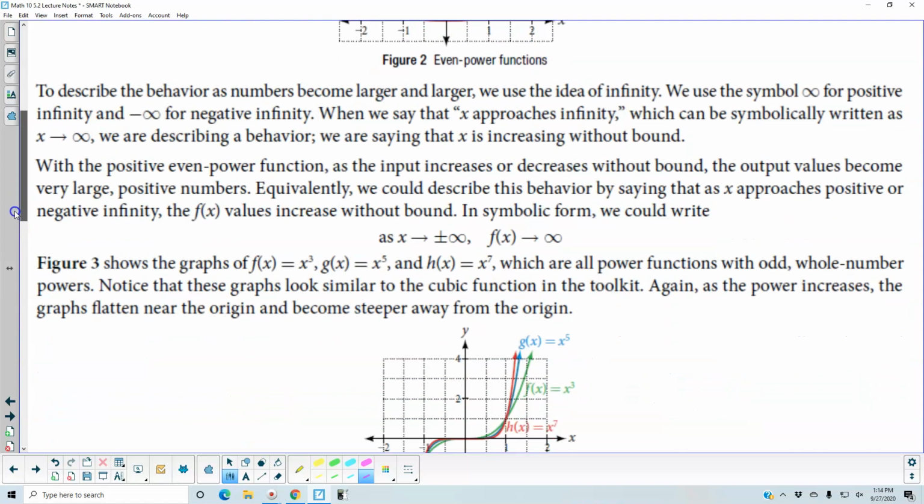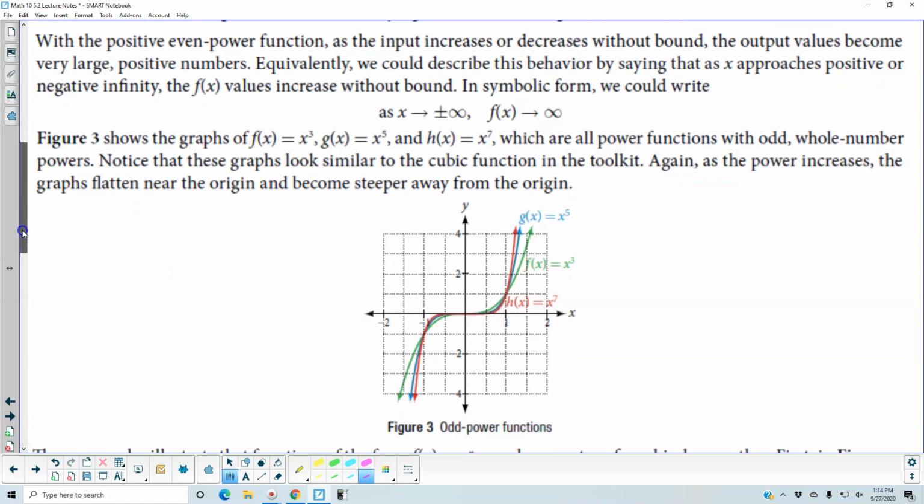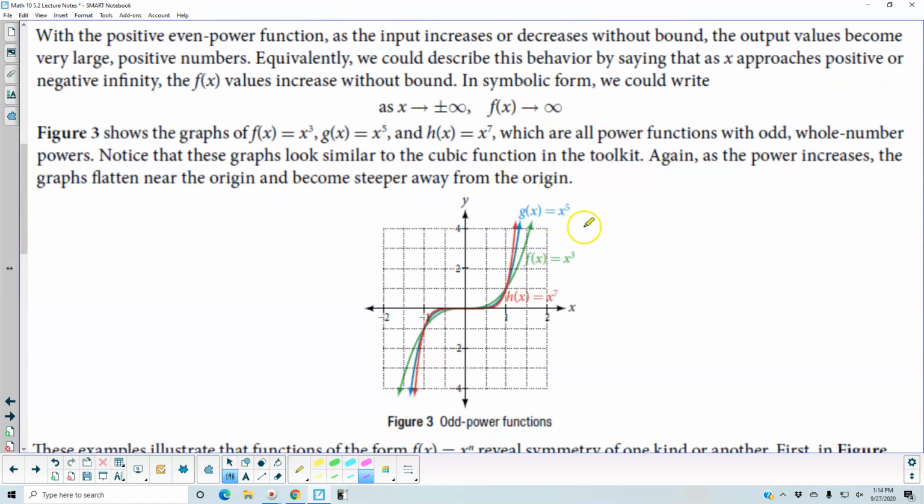Now, if we take a look at figure 3, it shows the graphs of f of x equals x cubed, g of x equals x to the fifth, and h of x equals x to the seventh, which are all power functions with odd whole number powers. Notice that these graphs look similar to the cubic function in the toolkit. Again, as the power increases, the graph flattens near the origin and becomes steeper away from the origin.